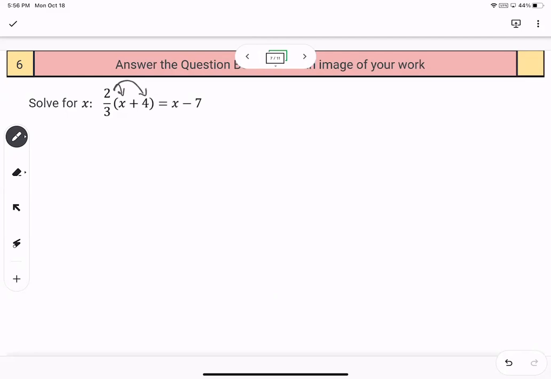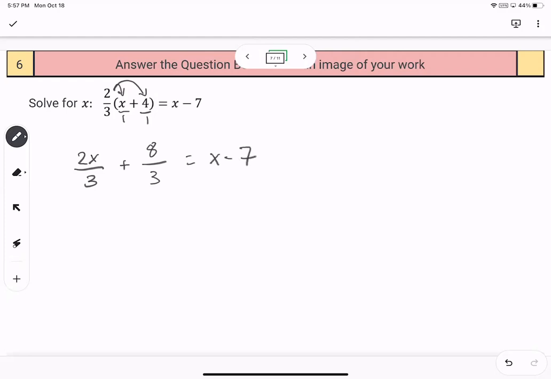So if you're not comfortable with fractions, remember, if you have any whole number or any number by itself and you want to turn it into a fraction, just put it over 1. So 2/3 times x is equal to, you multiply the numerators, you multiply the denominators, you get 2x/3. Now we're going to multiply the same thing times 4, and you're going to get positive, because it's both positive terms, positive 8/3 is equal to x minus 7.